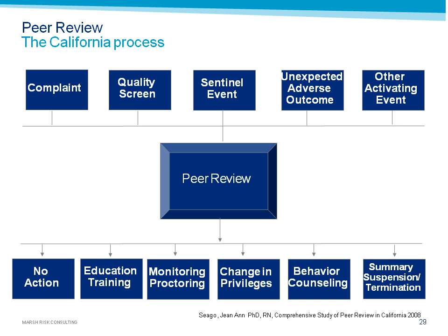Now, this next slide is just the visual of a peer review process, and it comes from the Comprehensive Study of Peer Review in California. And again, the top part of it is the indicators that can trigger peer review, and then the bottom are the outcomes. And you can see that there's behavior counseling, change in privileges, monitoring or proctoring, education, training, no action, suspension or termination.